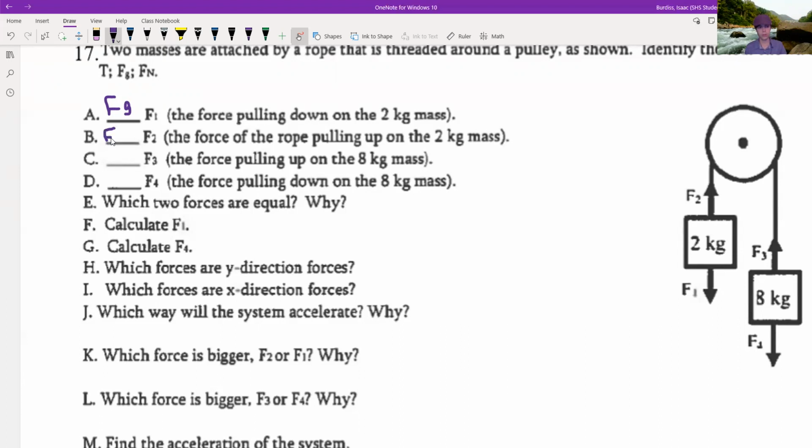And then what about F3? Same thing, trying to keep it up. It's held by a rope. And then same thing as number 1, this would be the Fg. Which two forces are equal? Why?